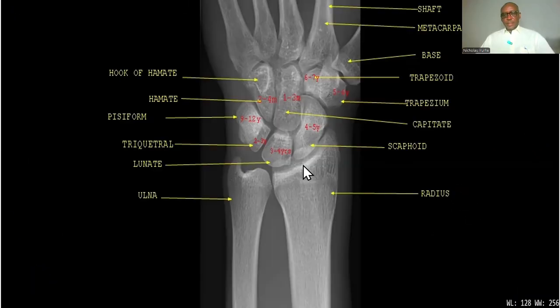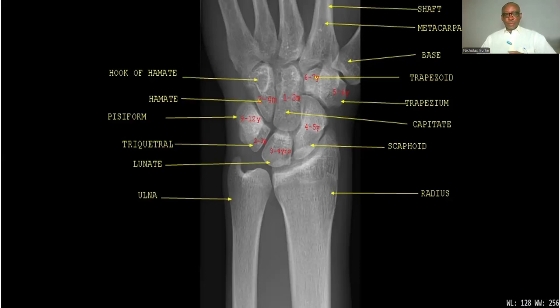This time around we'll be talking about the wrist, its bones and alignment. Let us now start with knowing the standard views for the wrist. There are AP, lateral and oblique views. However, there are supplementary views, or the scaphoid view, then the deviation views, that is ulnar deviation and radial deviation.